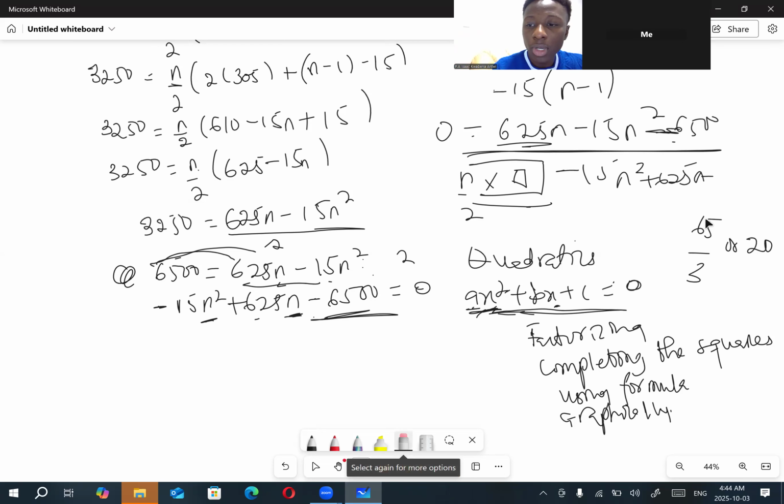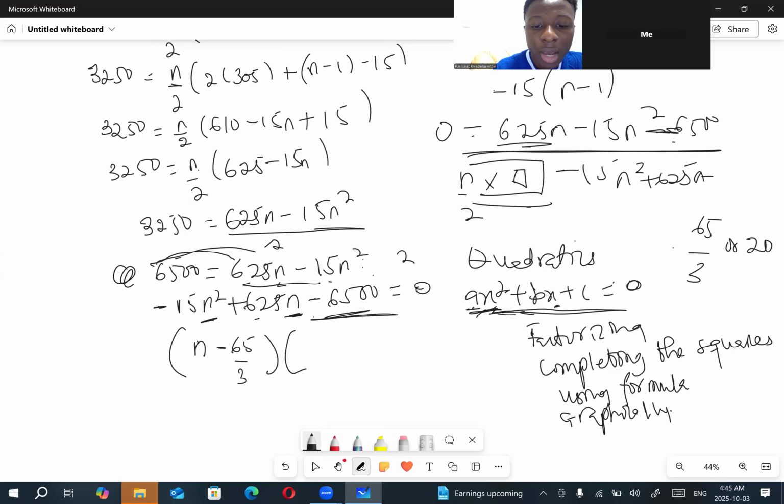Now, when the calculator gives you this, you have to express it in factors. If it's positive, the first answer is 65 over 3. The variable is n. So if it's positive, you write n minus 65 over 3. We are not done yet. Pay attention. Then you open another bracket. The next one was 20, so you write n minus 20. If it was negative, you would have said n plus 20, then equals 0. This is how you express it in factors.